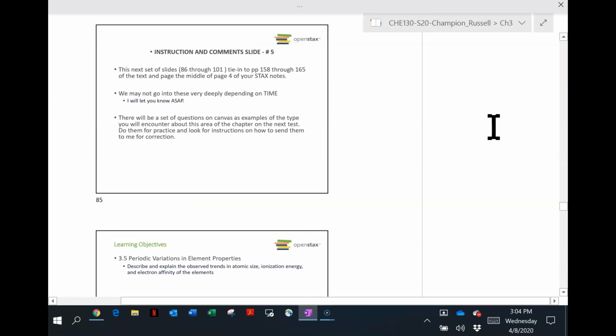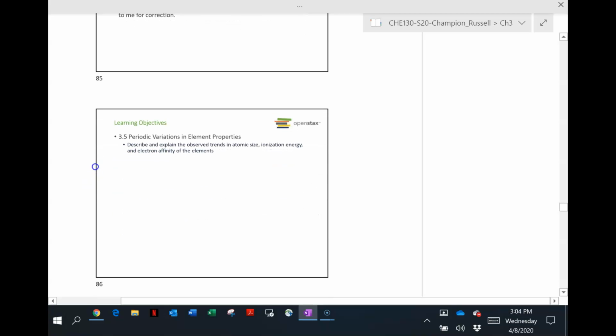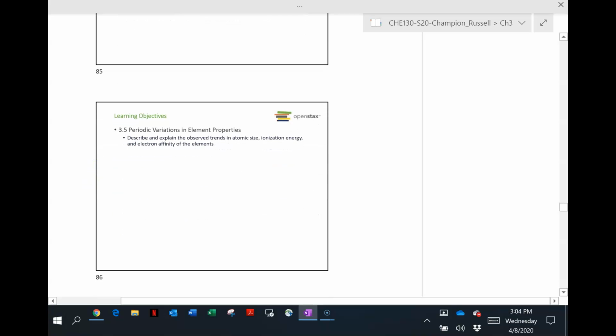Hi there. We're going to be looking now at some periodic variations in the properties of elements. This is one of the great things about the periodic table, that we can use it to help us predict certain properties. It won't always exactly get it right, but it'll get the general trend. The three trends we're going to look at, as you see in the objective here, are atomic size or atomic radius, ionization energy, and electron affinity. So we're also going to learn about those properties as we go along.